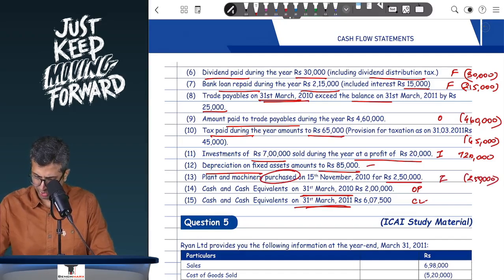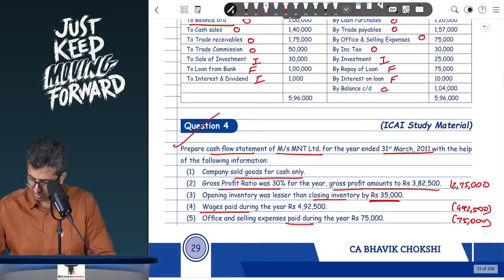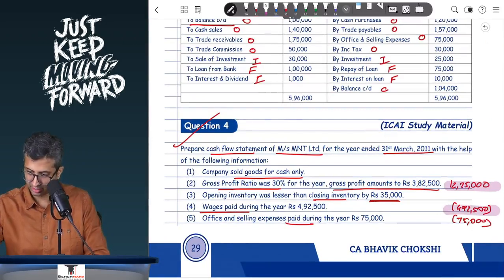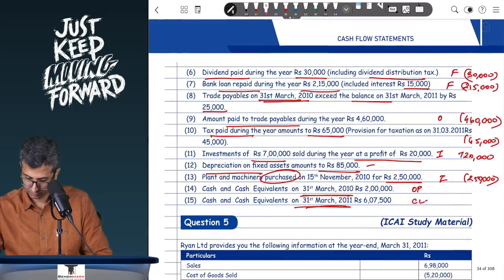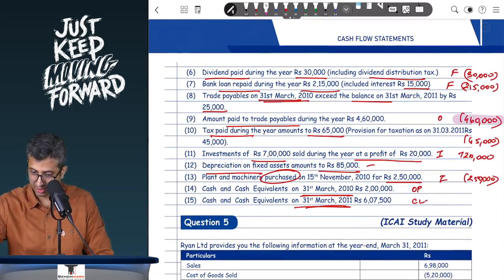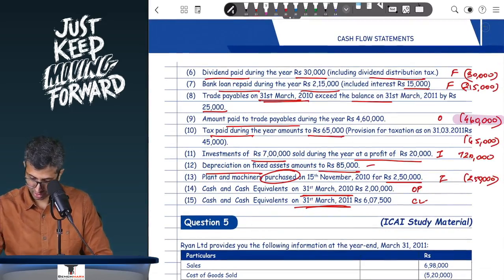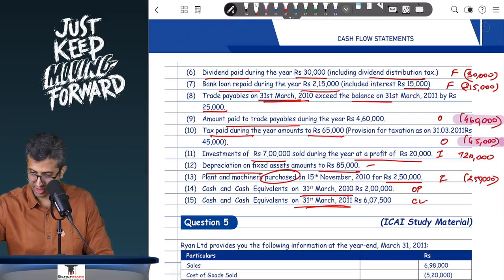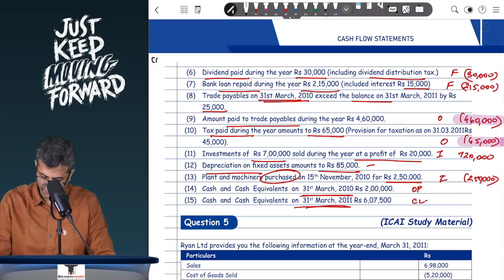Now if I go to see what is there in operating, maybe 12,75,000 minus 4,90,000 minus 75,000, then financing, minus 4,60,000 and tax paid within operations, 65,000. So your CFO would be 1,80,000.